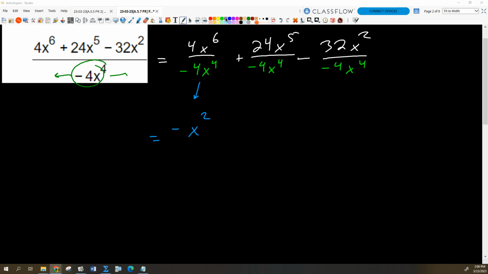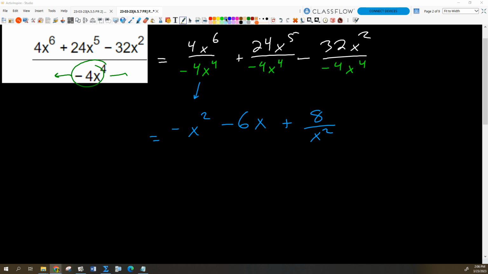Plus 24 divided by negative 4, negative 6, x to the 5th over x to the 4th. Okay. Minus 32 over minus 4, 8. Okay, so plus 8 x squared over x to the fourth. That's x to the negative 2, which means it's an x squared over x squared. There you go.